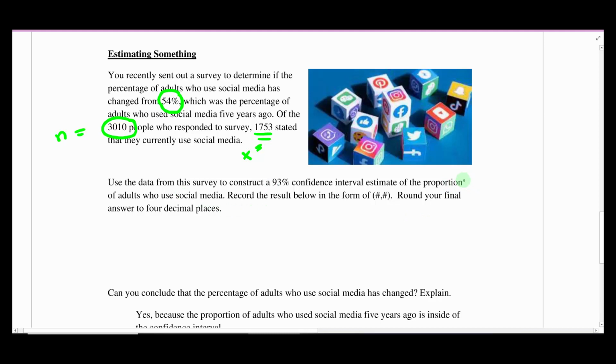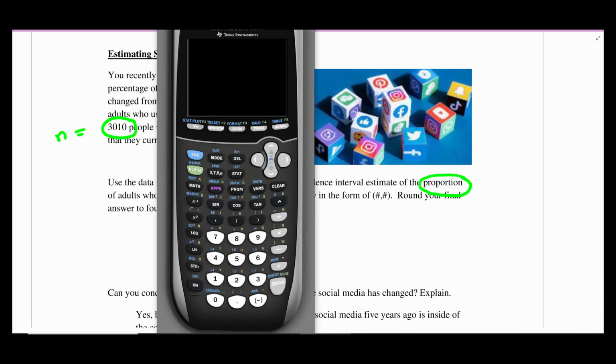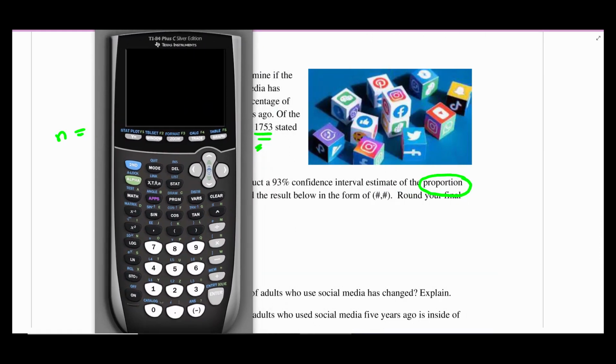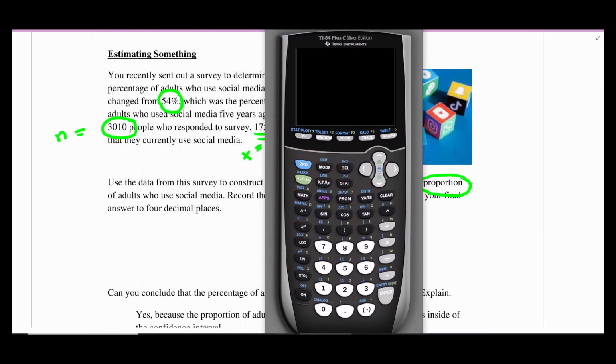All right, so here's a key word, right? Because we're estimating something, but what is it exactly? Well, it's a proportion. So you want to look for keywords like proportion or mean. Those are the only two things that we've taught you to estimate in this class. So you want to make sure you know whether we are doing a proportion or a mean. In this problem, we're doing a proportion. We can calculate a confidence interval very easily, again, using our TI-84 calculator. So I want to show you how to do this.